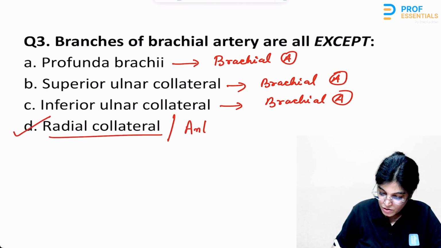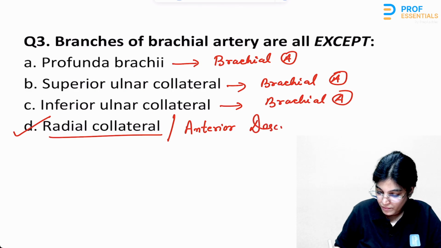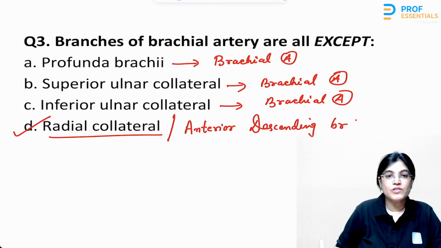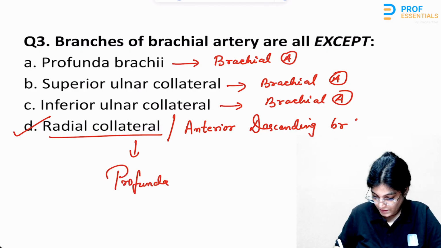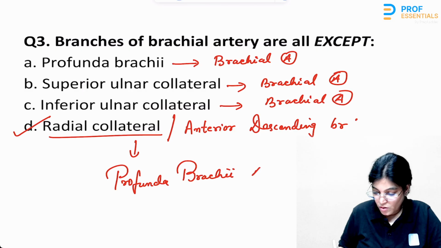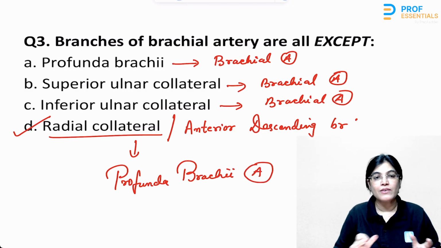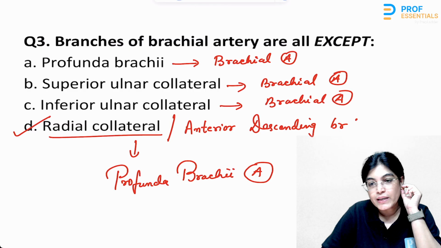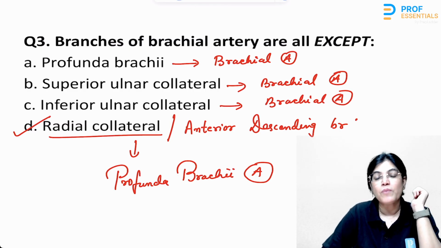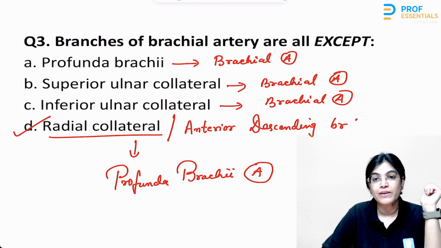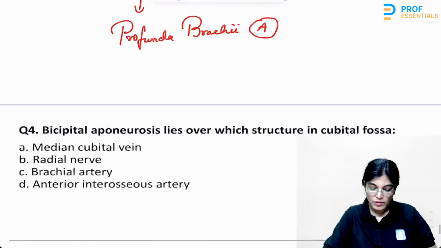Radial collateral artery is also called the anterior descending branch. And this branch, radial collateral artery, is a branch from the profunda brachii artery. So A, B, C, that is profunda brachii, superior and inferior ulnar collateral arteries, are all branches from the source, the brachial artery. But radial collateral artery is a branch from the profunda brachii artery, which itself is the largest branch of the brachial artery, also called the artery of the arm, or deep artery of the arm. So we are done with this. Now moving to the next.